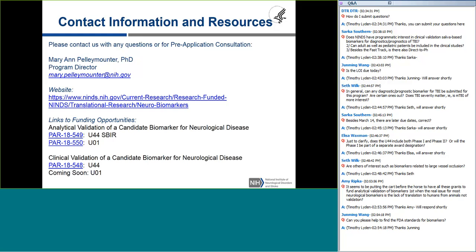The next question is, if we have a preliminary biomarker that shows someone has epilepsy and is going to have a seizure, can this mechanism be used to get more clinical data to optimize the biomarker?